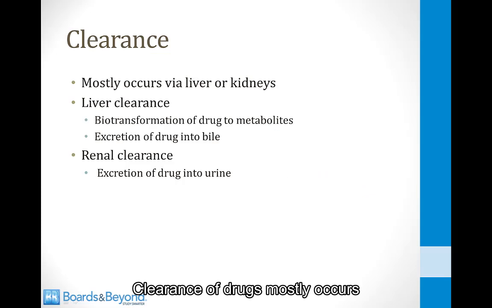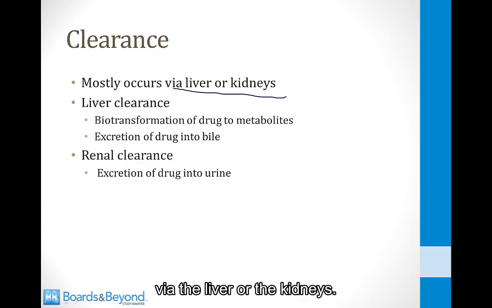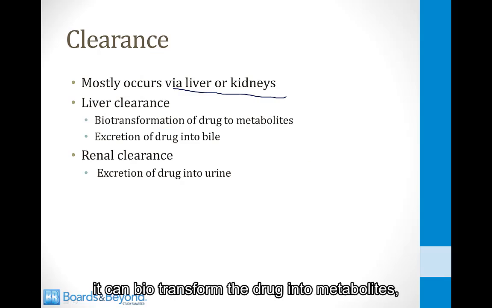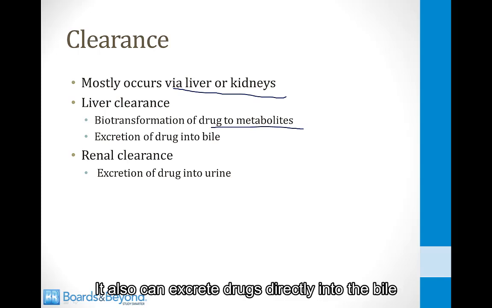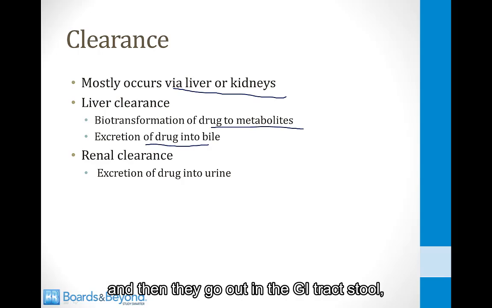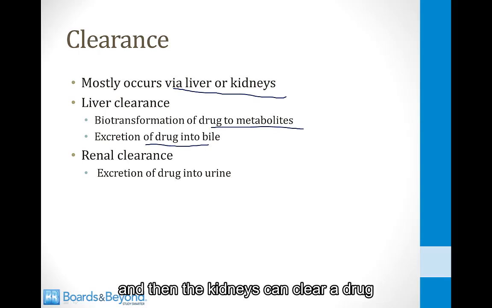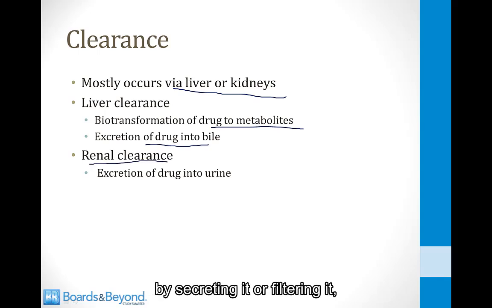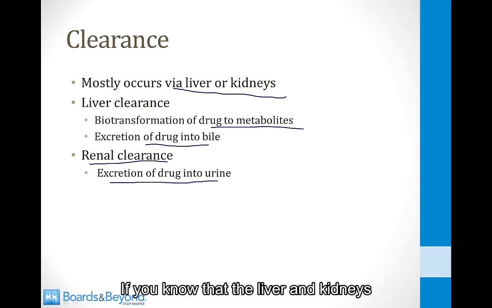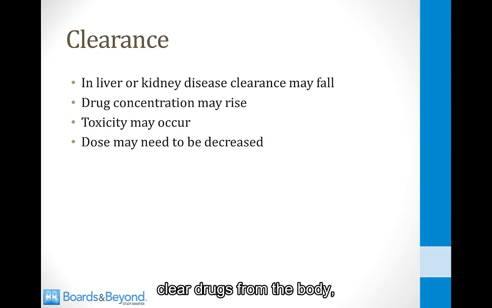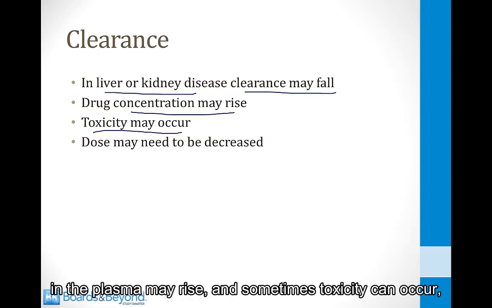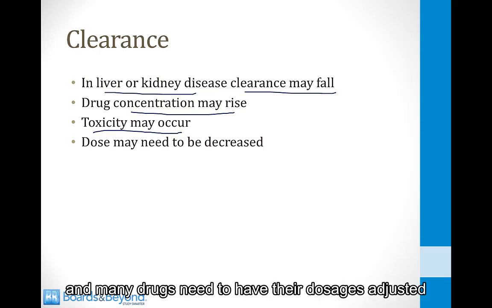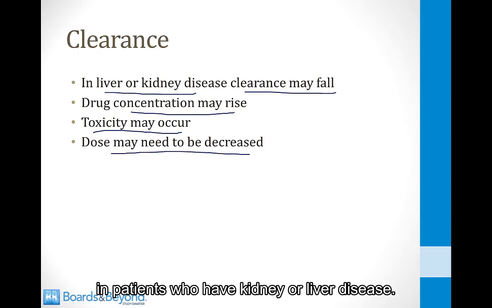Clearance of drugs mostly occurs via the liver or the kidneys. The liver clears drugs in 2 ways. It can biotransform the drug into metabolites, and I talk about this in one of the other modules. It also can excrete drugs directly into the bile, and then they go out in the GI tract stool. And then the kidneys can clear a drug by secreting it or filtering it and excreting the drug into the urine. If you know that the liver and kidneys clear drugs from the body, then it's easy to imagine that in liver or kidney disease, the clearance rate may fall. This means that the concentration of the drug in the plasma may rise, and sometimes toxicity can occur. And many drugs need to have their dosages adjusted in patients who have kidney or liver disease.